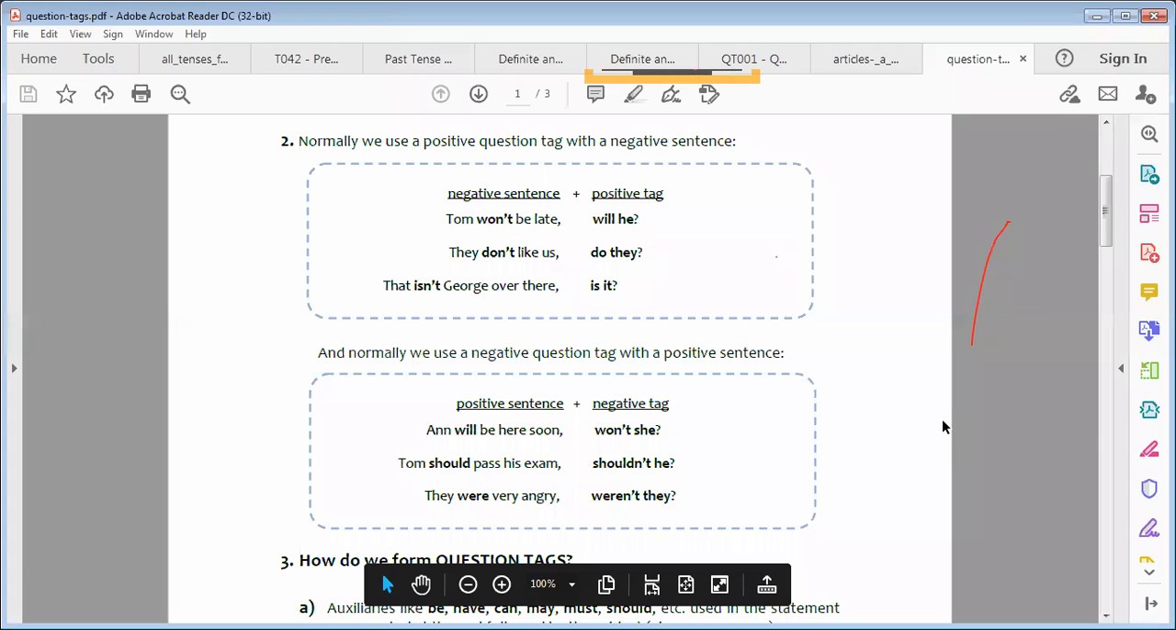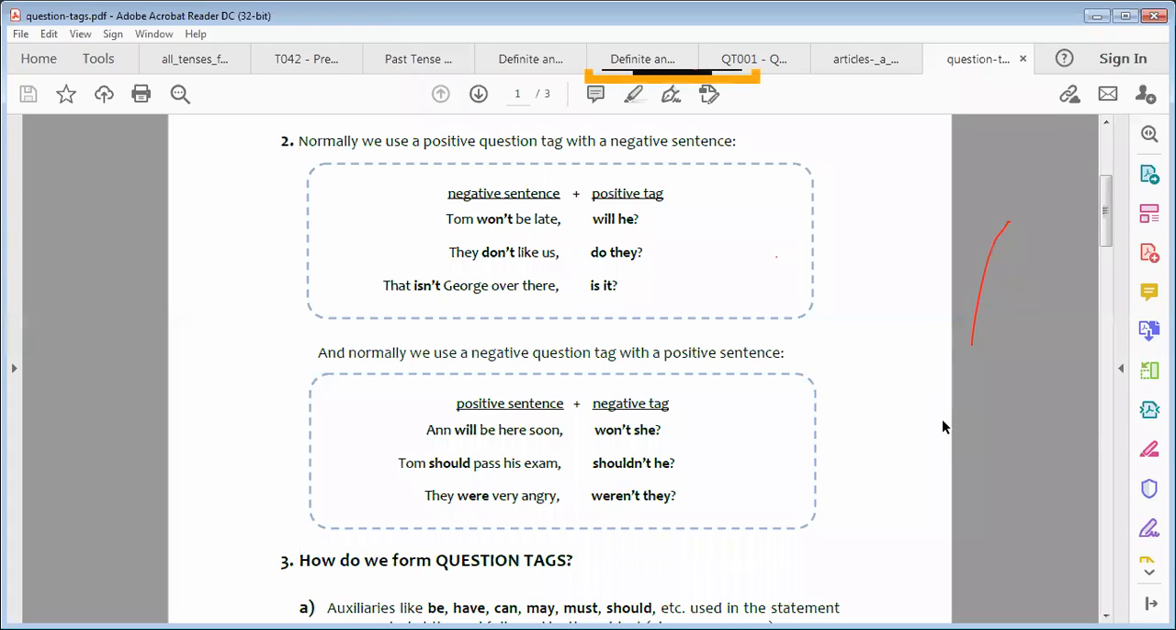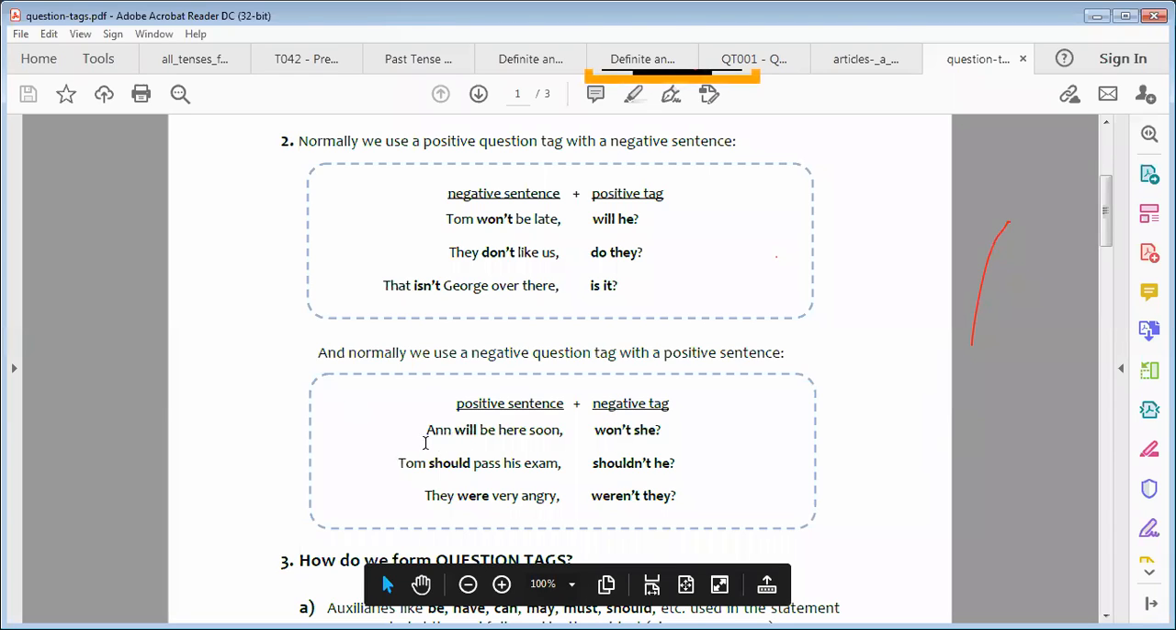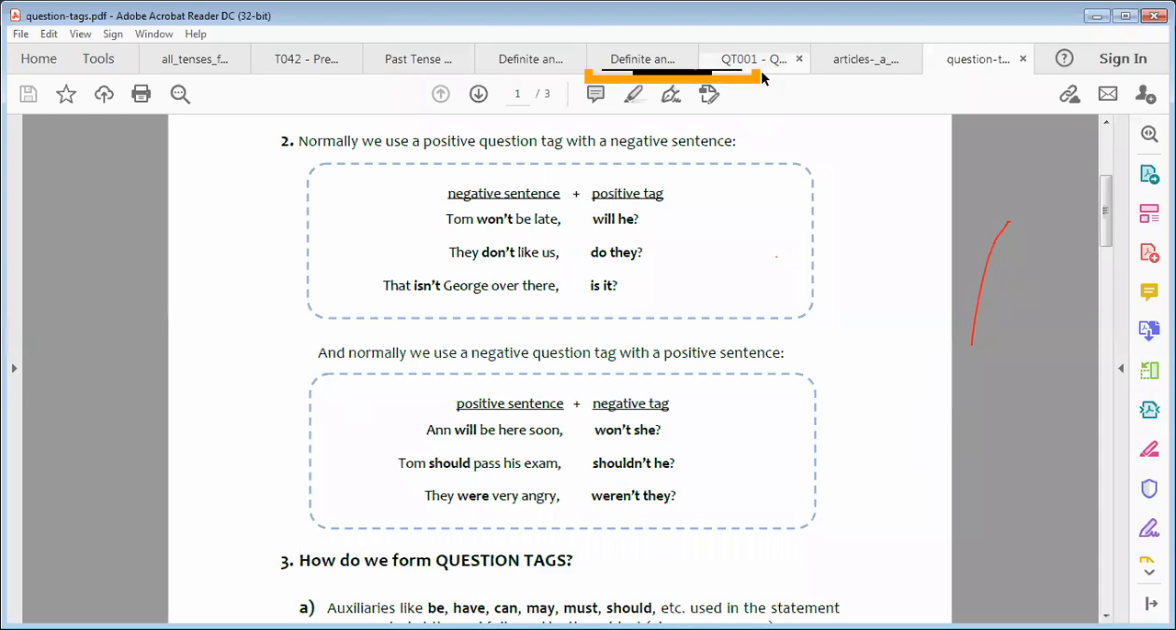Won't is always written in the contracted form. Okay, don't write will not she. You have to write won't. Shouldn't and not should not. Weren't is wrong if written as were not. Okay, you have to write the question tag in contracted form. Then after the contracted form, we write pronouns always. This is the next thing you should remember. After won't, you can see a name is given, Anne, but we are not going to write won't Anne. We are going to write the pronoun. Okay, so this is the point you should remember.